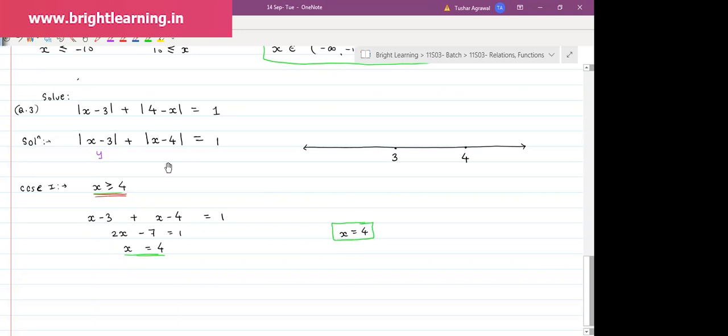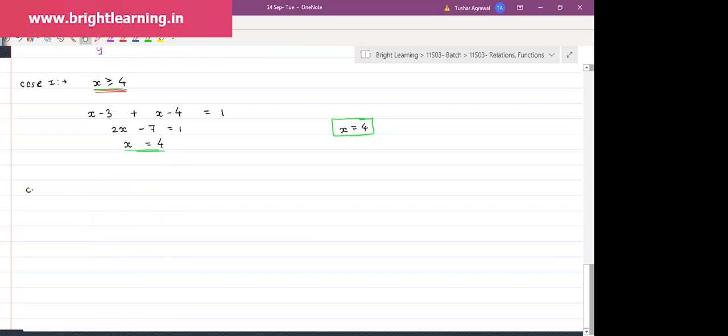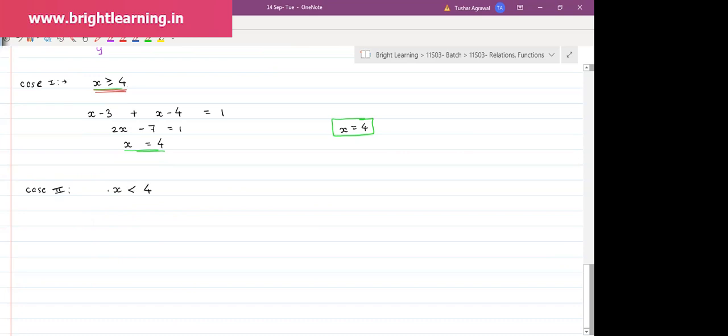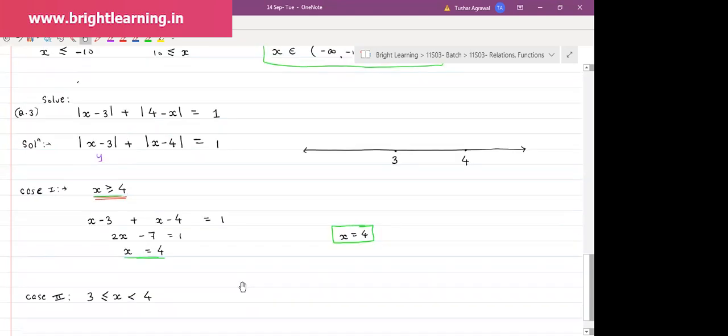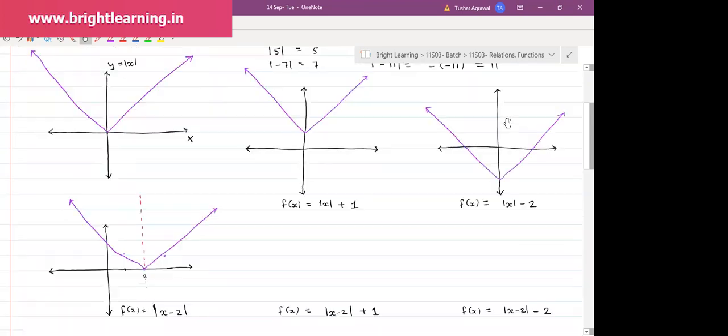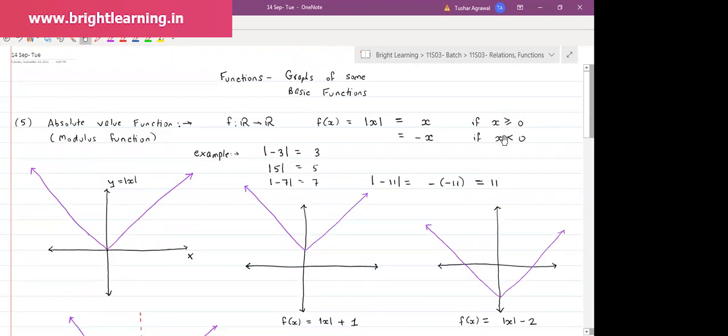Now case 2, we will check for x lying between 3 and 4. So take it greater than or equal to 3. The equal to 4 possibility I have already considered. That is why I am taking less than 4 here and greater than or equal to 4 there, as the modulus function changes sign accordingly.